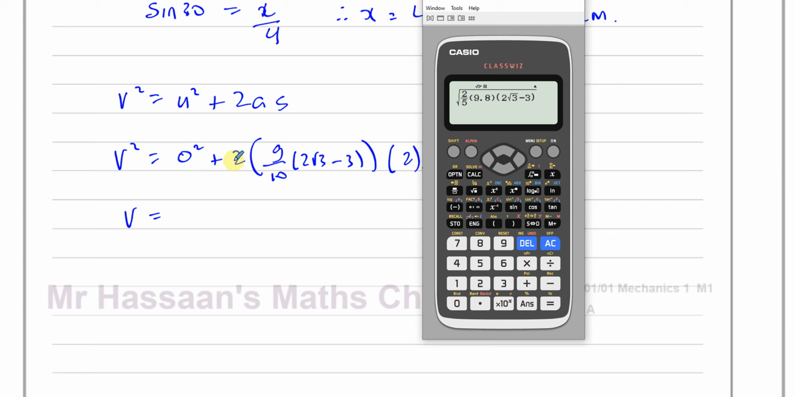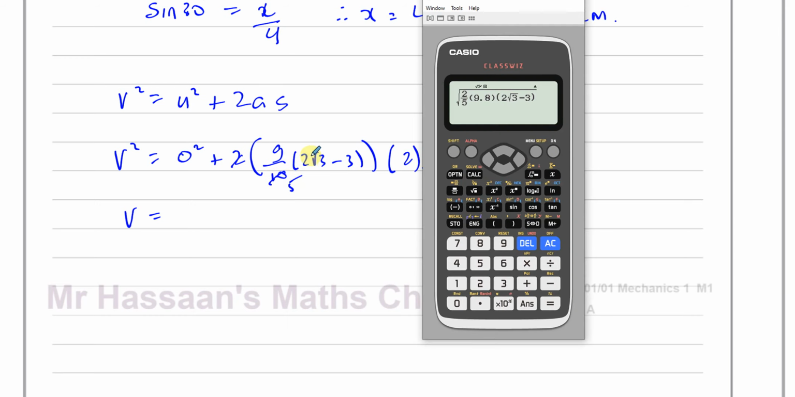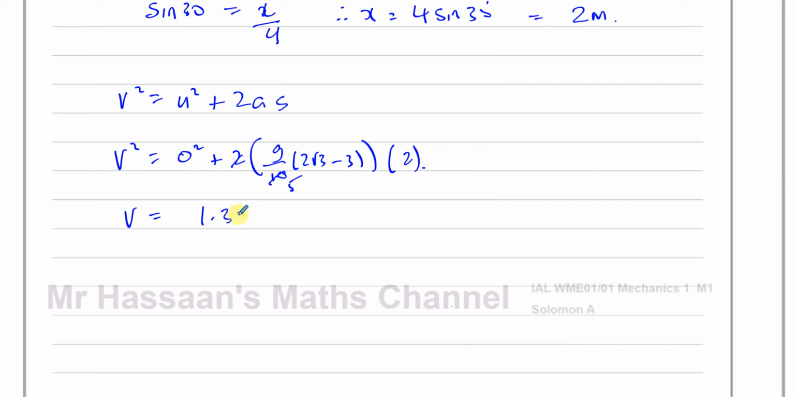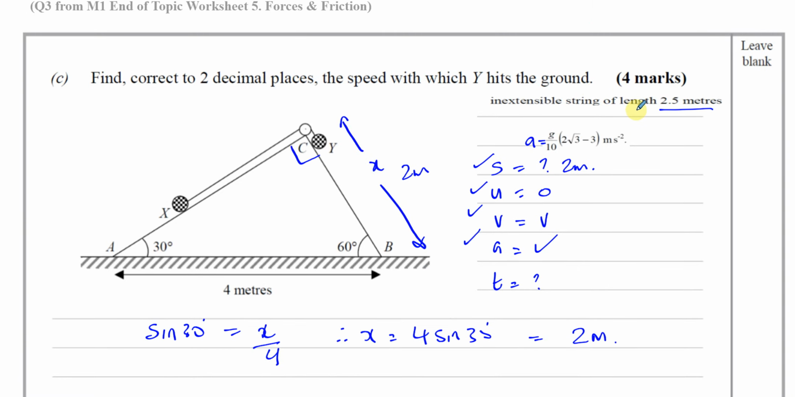Yeah, that cancels with that, as we mentioned. So that's 2/5 times 9.8 times 2. The square root of that will give me v, which is 1.3488. So v to 3 significant figures is 1.35 meters per second. Okay, that's the speed with which it hits the ground, and we can see that it does hit the ground. Why? Because the string length was 2.5 meters, which is longer than that distance of 2 meters, so it will reach the ground.